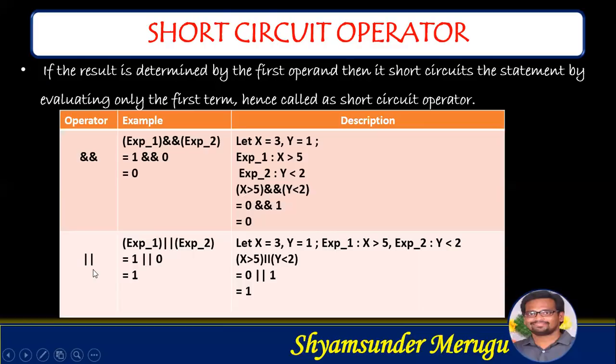Now coming to the short circuit OR operator, expression 1 and expression 2 will be there, and we are going to apply the OR operation. Expression 1 is x greater than 5. x value is 3, and 3 is greater than 5? Is it true? No, it is false. Then y is less than 2, it is true, then we get 1. So when the OR operation is done, if any one of the elements is non-zero, then we get the value as 1.